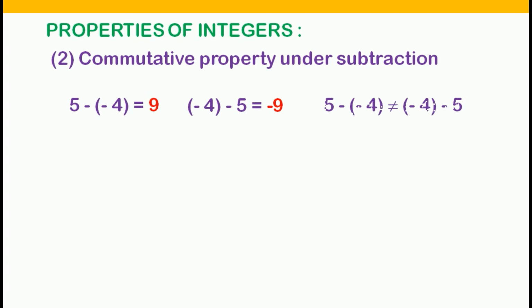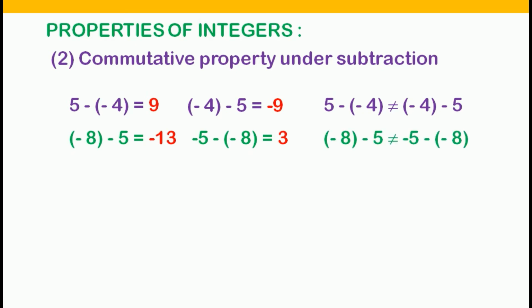Here 5 minus minus 4 is equal to 9. Minus 4 minus 5, changing the order, the result is minus 9. That means here the result is not same. Take another example. Minus 8 minus 5 is equal to minus 13. Minus 5 minus minus 8 is equal to 3. So here also when we change the order of the integers, we get different results. That means these both are not equal.